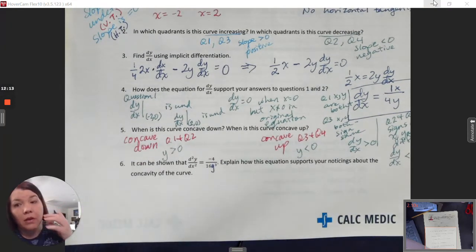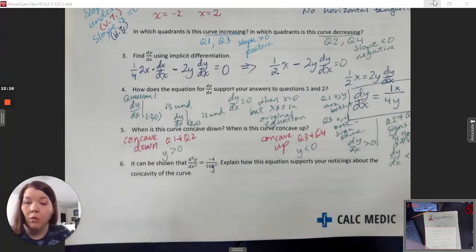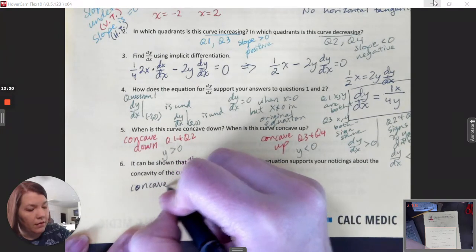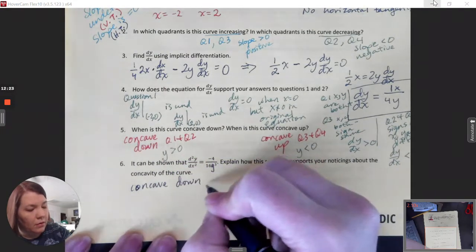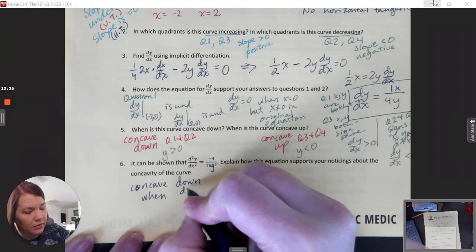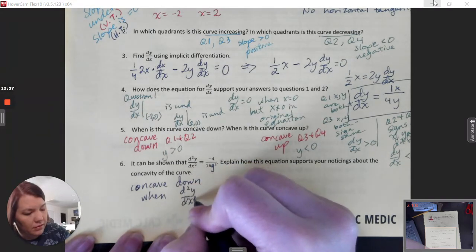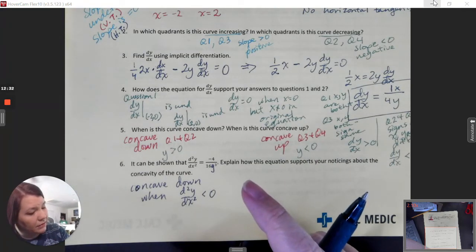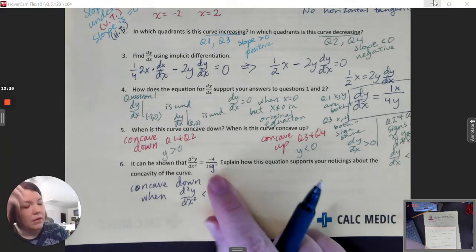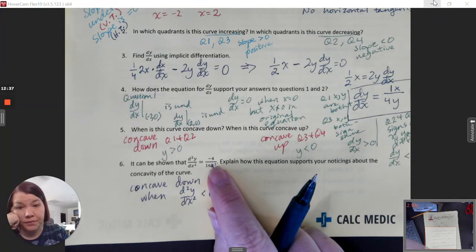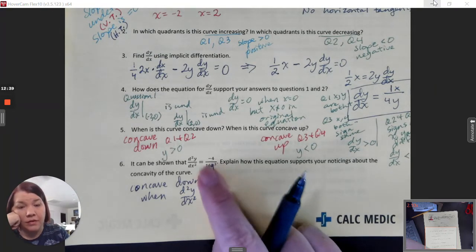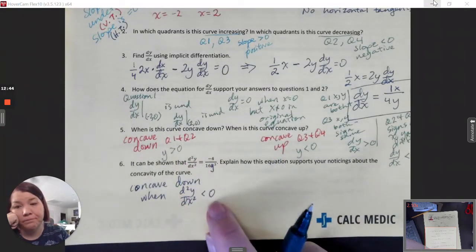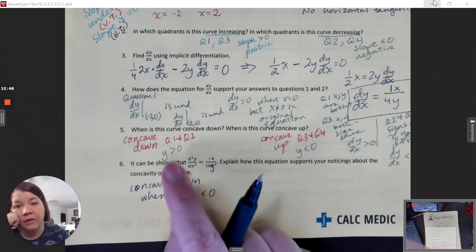So I know that it's supposed to be concave down when the second derivative is negative. And so the second derivative is negative since the numerator is negative. Okay. And the denominator is positive. So it's concave down when y is positive. Okay. Because y cubed is going to retain the sign of y.